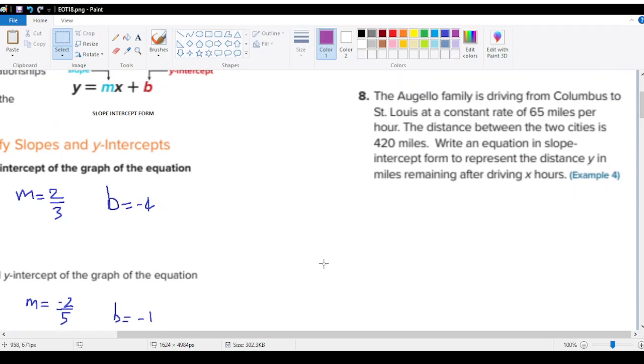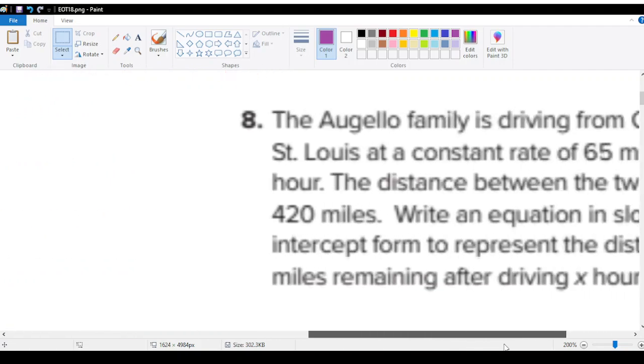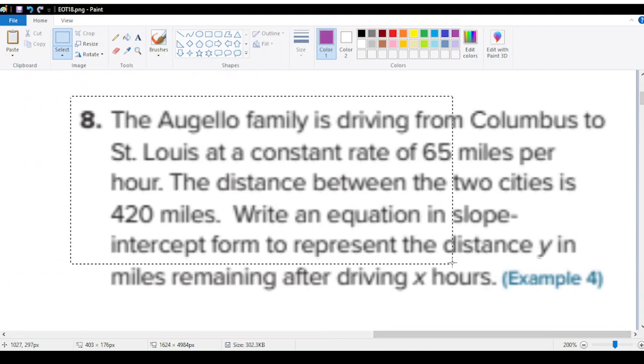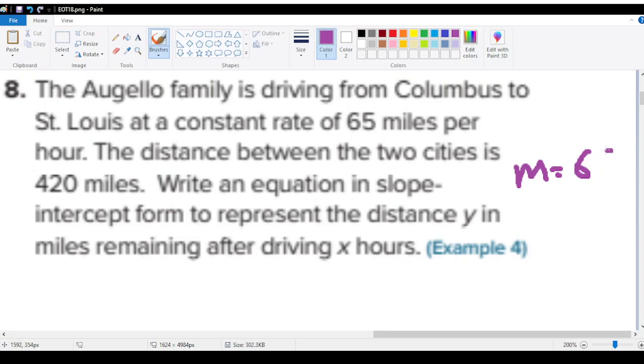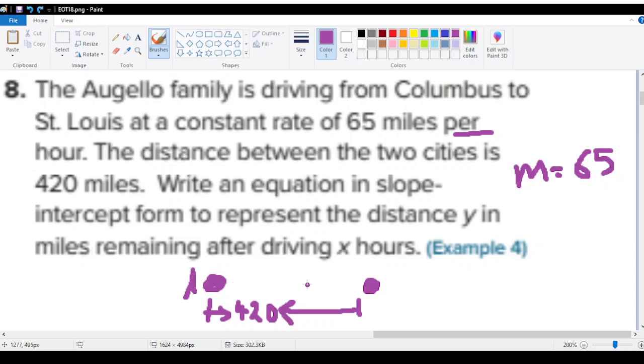Zoom again. Now we know that the rate means m. So what's the value of m here, Shamsa? m is 65, right? Because we read the word rate. And we have two cities. Let's suppose this is the first city and this is the second city. What is the distance between them? The distance is 420. So this is the distance between city A and city B.